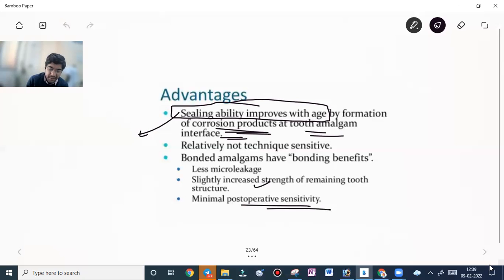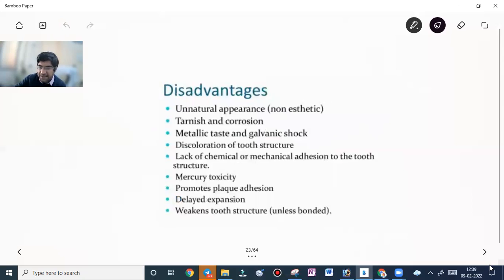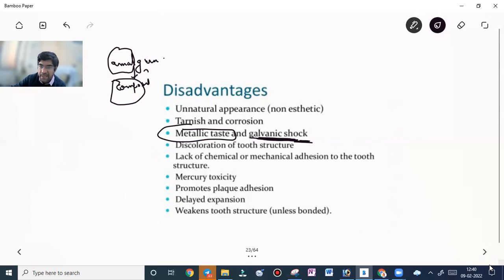There is less microleakage, increased strength of remaining tooth structure, and minimal post-operative sensitivity. Now let us discuss the disadvantages. The disadvantage is it is unnatural in appearance, as it has metallic appearance and metallic taste. A very important feature is it can give galvanic shock, when one restoration is of amalgam and the opposite one is of some other metal. Also, it can tarnish and cause corrosion. There will be discoloration of tooth structure.